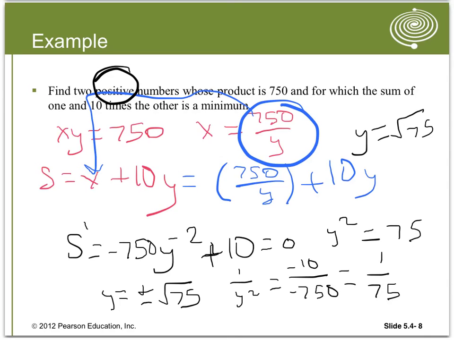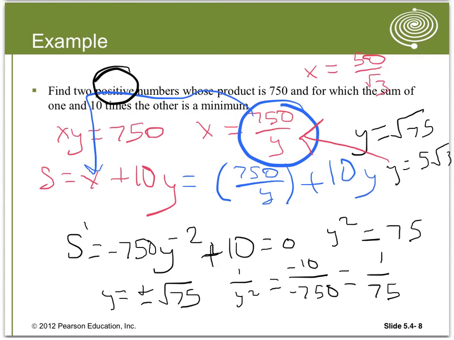And you're welcome to leave it like that, although we know that is also equal to 5 times the square root of 3. So that is what y equals. To find what x equals, I'm just going to take that value and substitute it right back in here for what x equals, and 750 divided by 5 times the square root of 3 is 50. Let's see, x equals 50 over the square root of 3. So those are your 2 numbers.